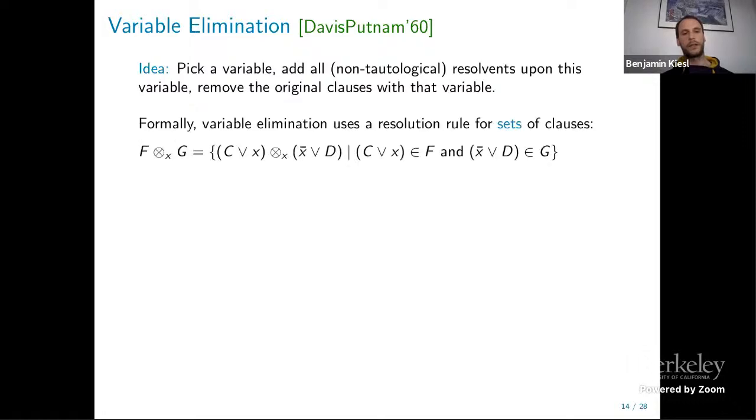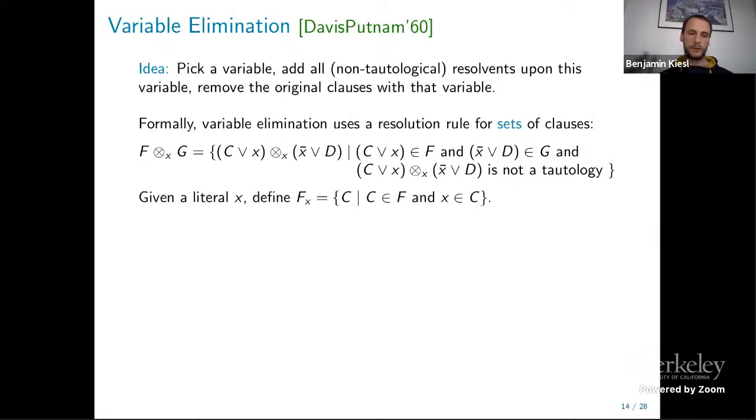More formally, to define what it does, you can define a resolution rule for sets of clauses. Here I denote F resolved with G, where F and G are sets of clauses, as the set of all resolvents with clauses from F and clauses of G upon X. And what you require is that the resolvent is not a tautology. So all non-tautological resolvents upon variable X. You could view this a bit like a join in relational algebra if you want. Not really, but the idea is similar.